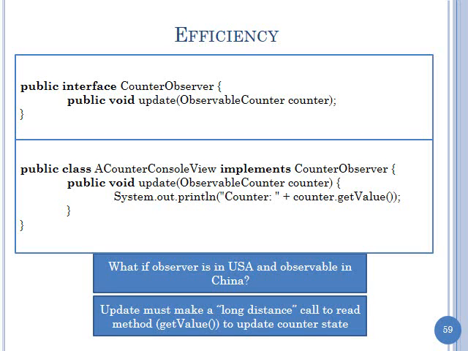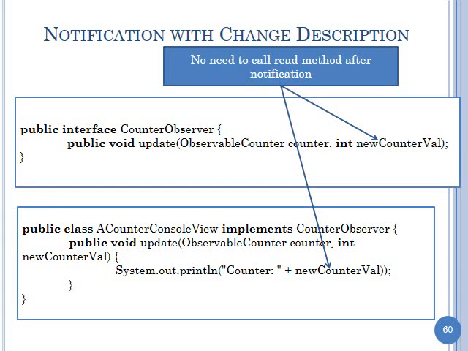Okay? So essentially, update must make a long distance call to the read method. So I can go and say update new counter value. Okay? And now I just say println. I just did some PowerPoint editing here. I might have some mistakes here. But I would say counter and new counter value, and I don't have to make a callback. Okay? Callback means that you call back the person who called you.